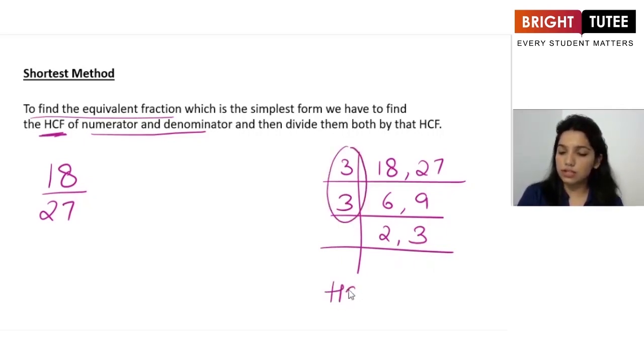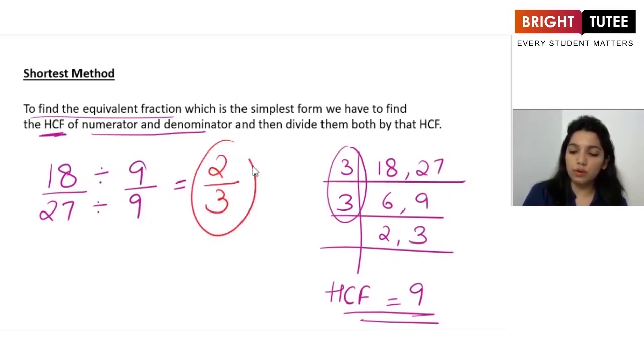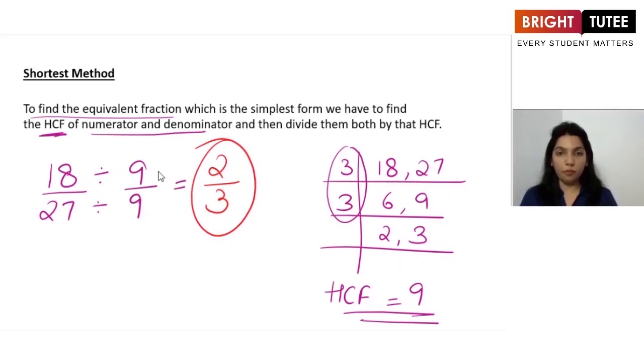So what is the highest common factor? The HCF of 18 and 27 is 9. That means we are going to divide the numerator and denominator by 9. So we get the answer as 2 over 3, which is our simplest form. Okay, so here we have used the shortest method to get to the simplest form of the equivalent fraction.